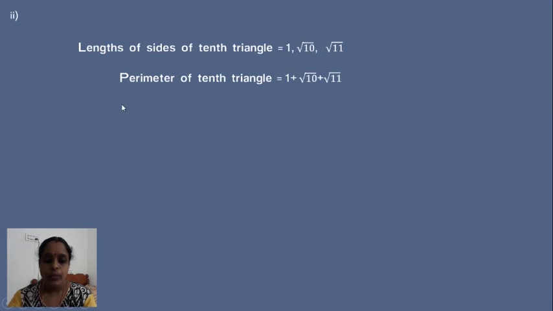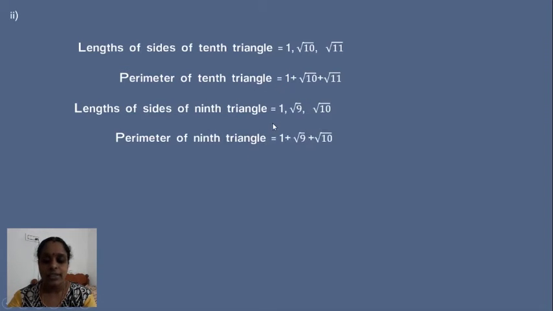Like that, we write the lengths of sides of 9th triangle is equal to 1, root 9, root 10. Here you can write this directly, because you know if it is 10th one, it is 1, root 10, root 11. So if it is 9th triangle, we can write it as 1, root 9, root 10. Next we write the perimeter of 9th triangle. That is the sum of the lengths of sides, that is 1 plus root 9 plus root 10.